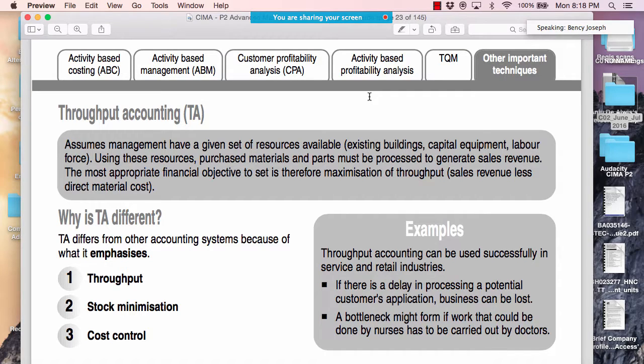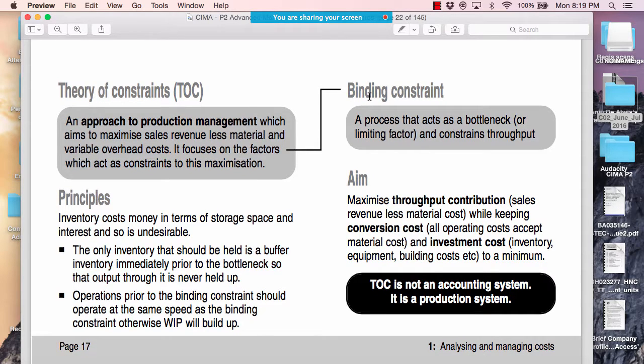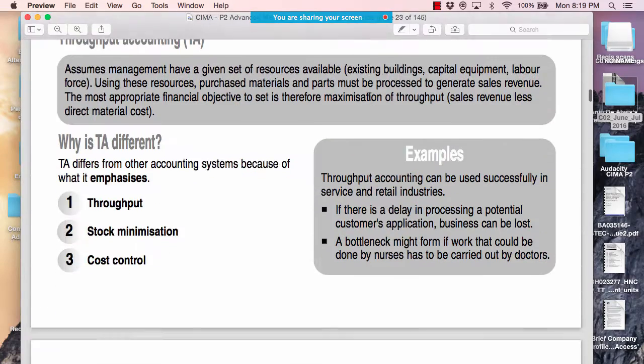Yeah, Anju, I'm just looking at this card here that says the most appropriate financial objective to set is therefore maximization of throughput, sales revenue less direct material cost. Wasn't that one of the questions that we just went through? Yeah, and I chose this option, but it was not right. You looked at theory of constraints. Oh, sorry. Okay, that was very similar, but theory of constraints and throughput are different. Oh, yeah, forgot. Sorry. Yeah, it's a good point, but I'm glad you asked it.